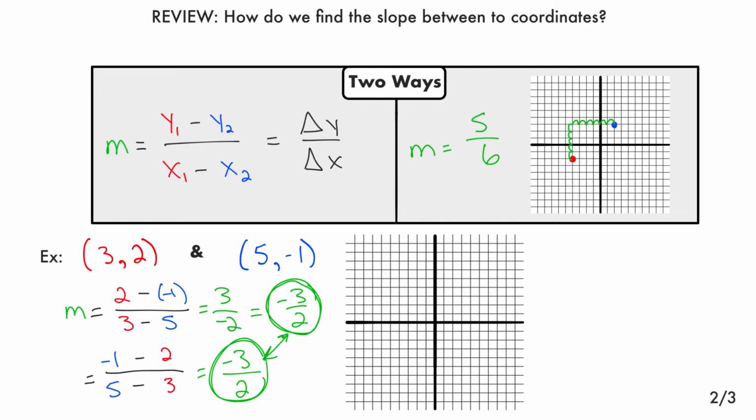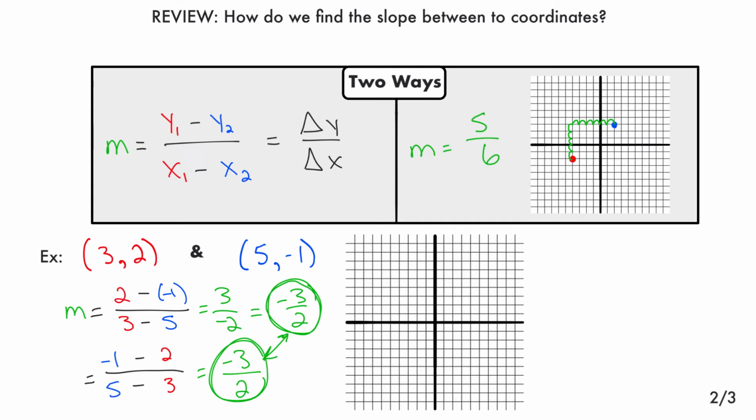The reason for that is the formula says y1 minus y2, where y1 is the first coordinate, y2 is the second. Picking your first and second coordinate, that's an arbitrary decision. Doesn't matter which one's the first and which one's the second. The only thing that does matter is that these two numbers have to come from the same coordinate. These two numbers have to come from the same coordinate. If you start mixing and matching, that's when you'll get it wrong.